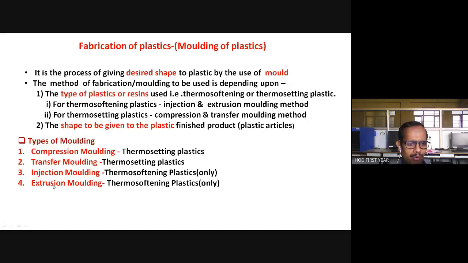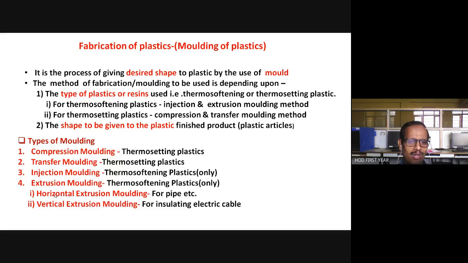And also under extrusion molding, we have two methods, right? Horizontal and vertical. Okay, so since it is pipe, we should use horizontal extrusion molding. And if question is based on insulating electric cable, then you should draw vertical extrusion mold. Okay, working is almost same, only shape to be given are different. Accordingly, you have to write answer. Otherwise, it is very easy. So we will see one by one.